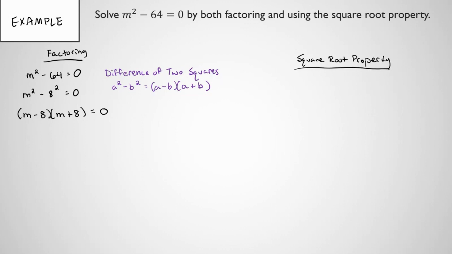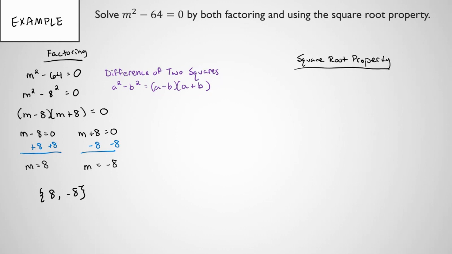So when we solve by factoring, once you've done the factoring, then you set each factor equal to 0. So we have m minus 8 equals 0 and m plus 8 equals 0. And then we solve for m. So the first equation, I'm going to add 8 to both sides. And on the second equation, you end up subtracting 8 from both sides. So our first solution is m equals 8, and the second solution is m equals -8. So if you want to put that in set notation, you can write 8 and -8.